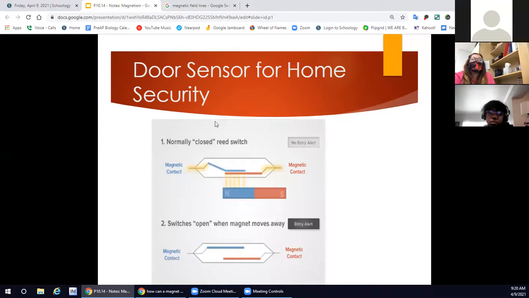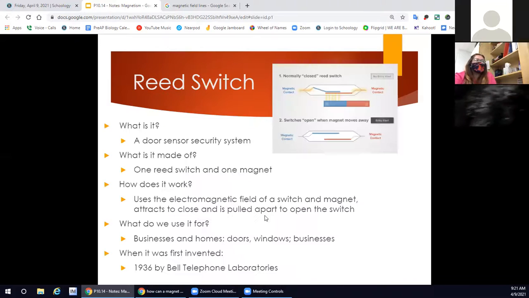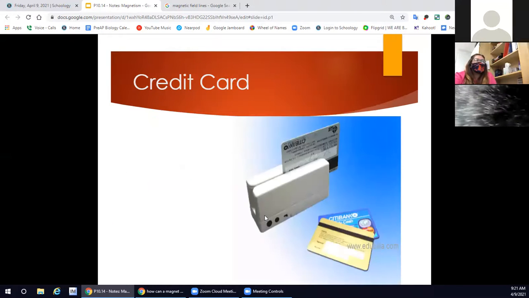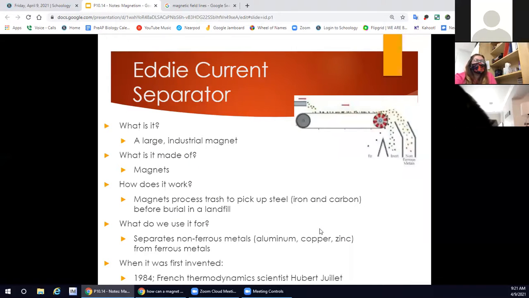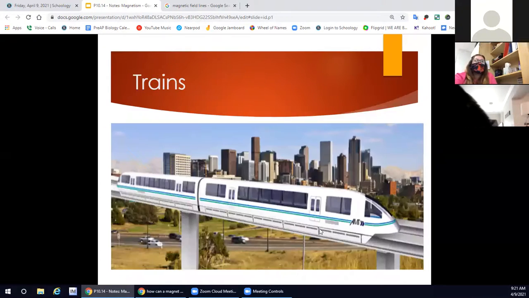Door sensors for homes use magnets. Anytime you open a door, the magnet comes apart, and the alarm rings. Credit cards have magnets. Those black strips are magnetic strips. Magnets in landfills, that's how we recycle objects. We have a giant magnet that hovers over the trash and picks up all the material that can be reused, like the iron, nickel, and cobalt.